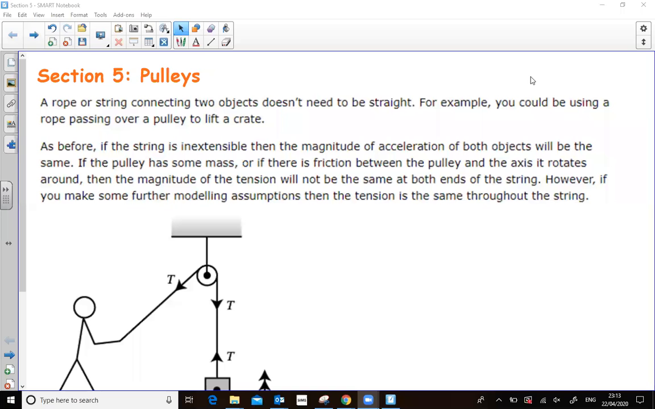Hi everyone, let's move on to our last section in this chapter, which is on pulleys. In the previous section, we had talked about tensions in the rope or the string, pulling cars and trailers. Now, however, a rope or string connecting two objects doesn't need to be straight. For example, you could be using a rope passing over a pulley to lift a crate.